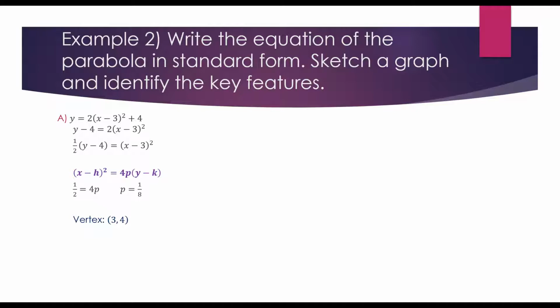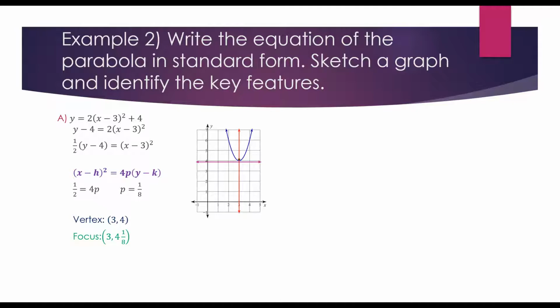So our focus is going to be 1/8 of a space above our vertex, which we can see on our graph here, a little bit hard to see because it is such a small distance. But that puts our focus at the point 3, 4 and 1/8. If you want to write these as improper fractions, 33/8, that's also fine.